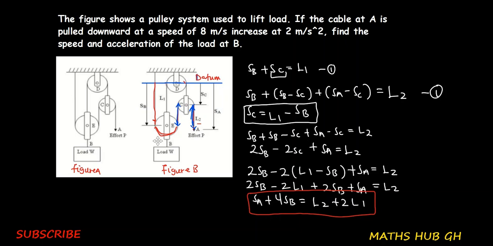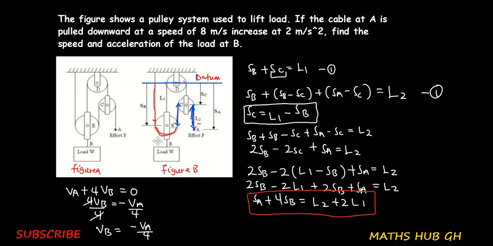So let's continue. First of all, to find the velocity of the pulley B, you have to differentiate this equation that we have here. When you differentiate this, you're going to have VA plus 4VB equals 0. You want to find the velocity of pulley B, so you have to make VB the subject. So you're going to have 4VB equals minus VA. I'll divide both sides by 4, so this 4 will cancel out this 4, and you're going to have VB equal to minus VA over 4.